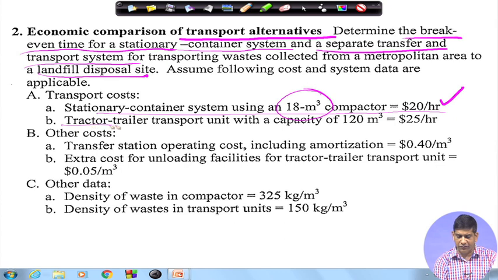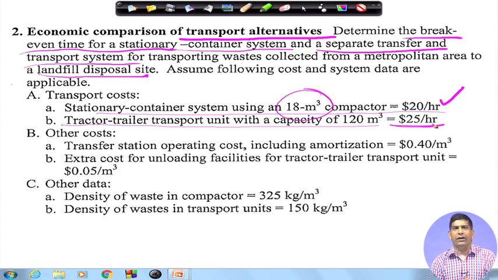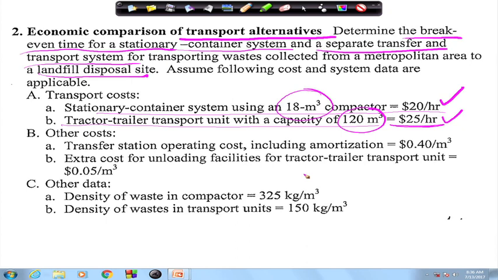Now, if you have a tractor trailer transport unit and you operate that, of course, it's a bigger vehicle, but the volume is much bigger as well. It can take a lot of waste in there. And since it's a bigger vehicle, the cost is higher, but not too high. In terms of capacity, it's 20 to 25, which is a 25% hike in cost. But if you look at the volume increase, it's much higher. This is almost nearly around 6 to 7 times. Definitely more than 6 times. So you have that much fold increase in the capacity in terms of taking this waste in those transport units. So that's the cost for operating these two different types of trucks.